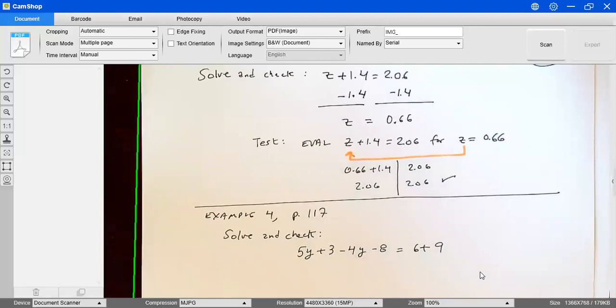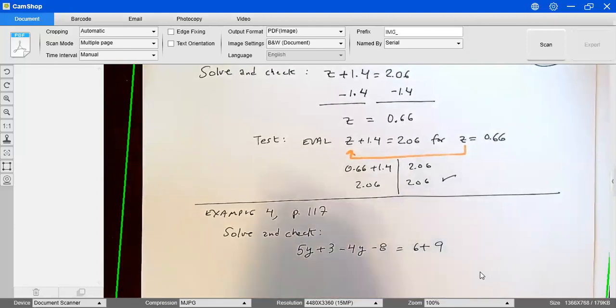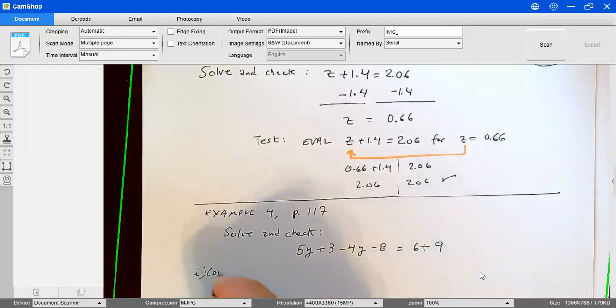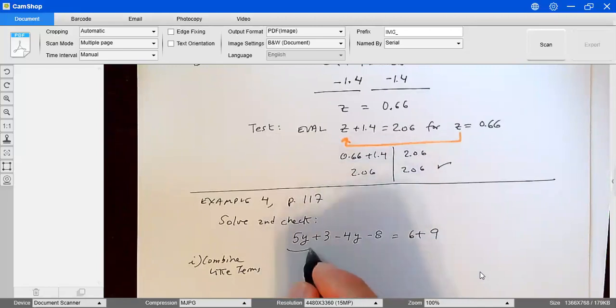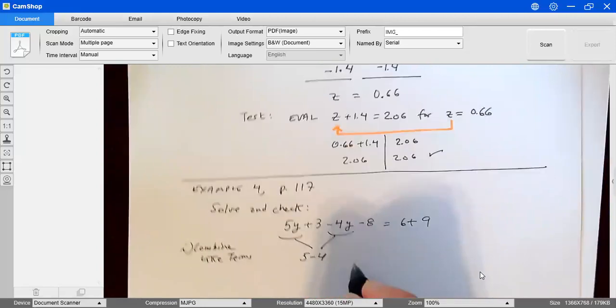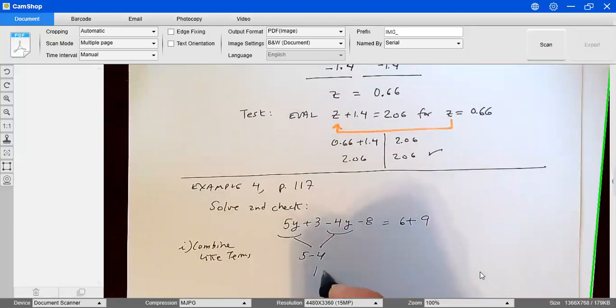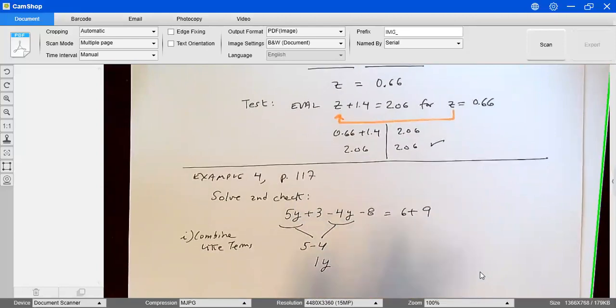So to solve this, the first thing that we need to do is combine like terms first. So what are the like terms? 5y minus 4y. So we have 5 minus 4, which is going to be 1. You can write 1y. And then you end up with plus 3 minus 8 equals 6 plus 9.